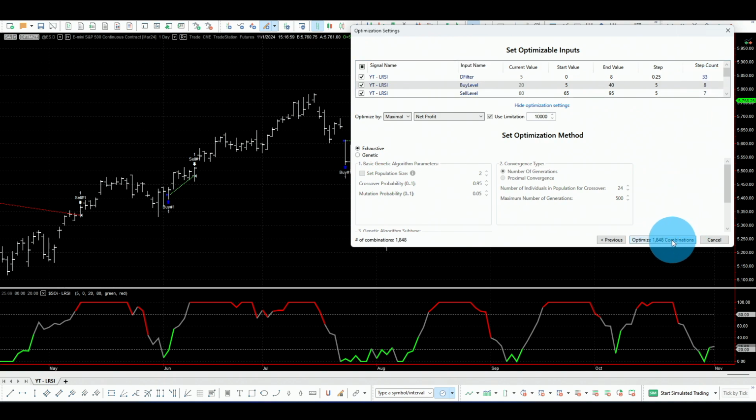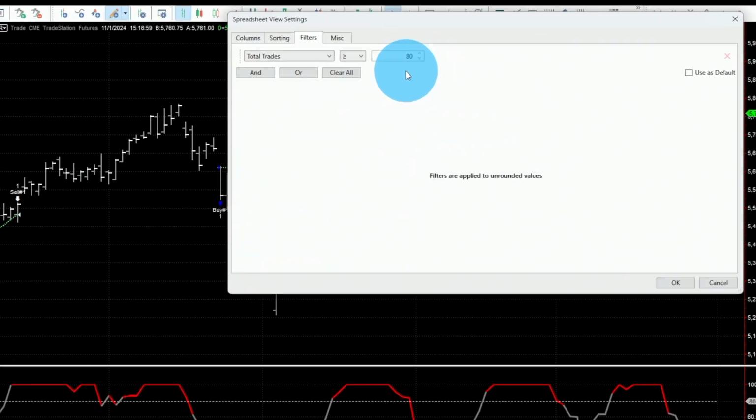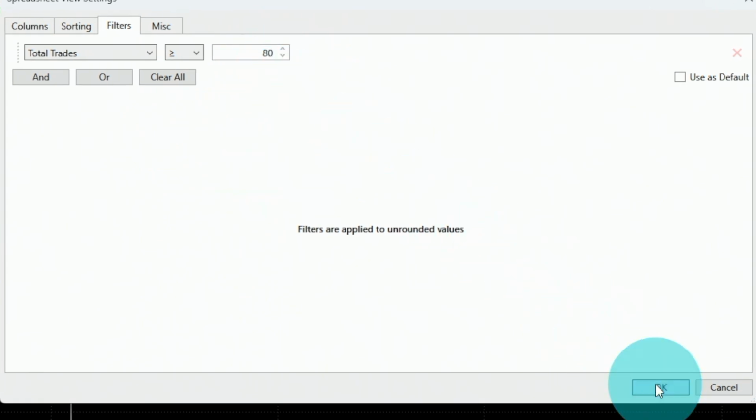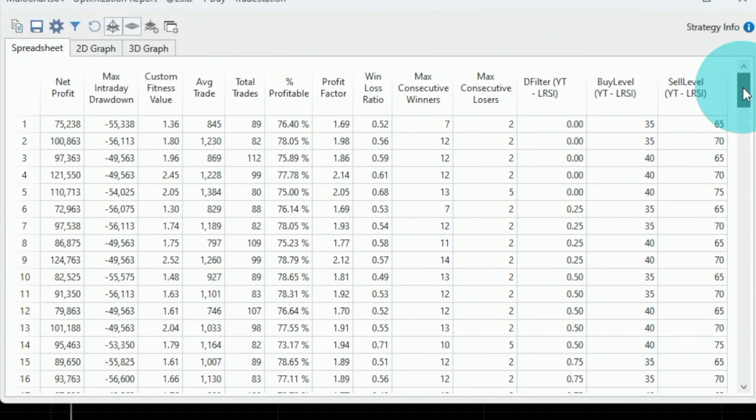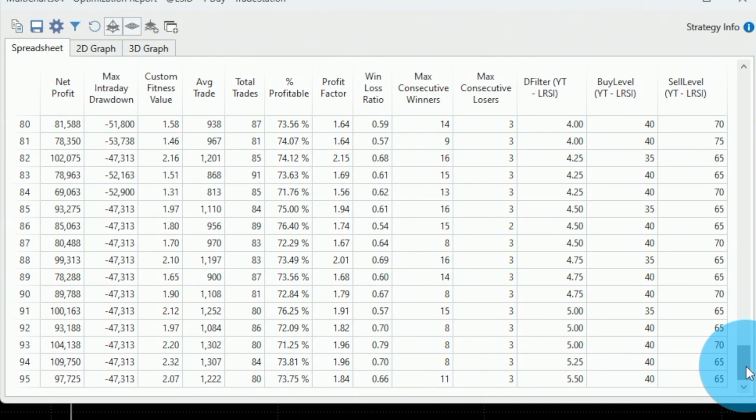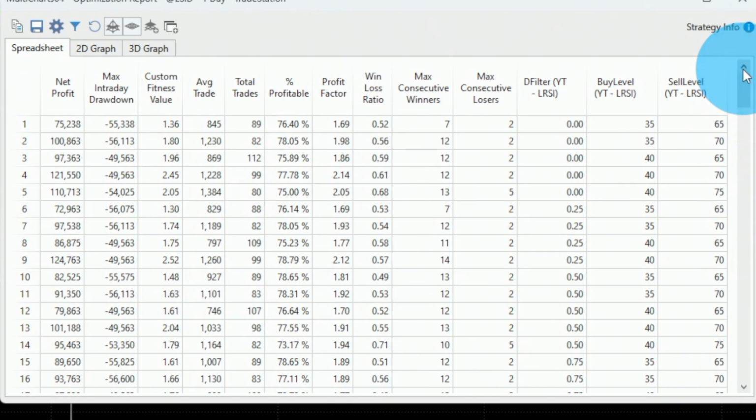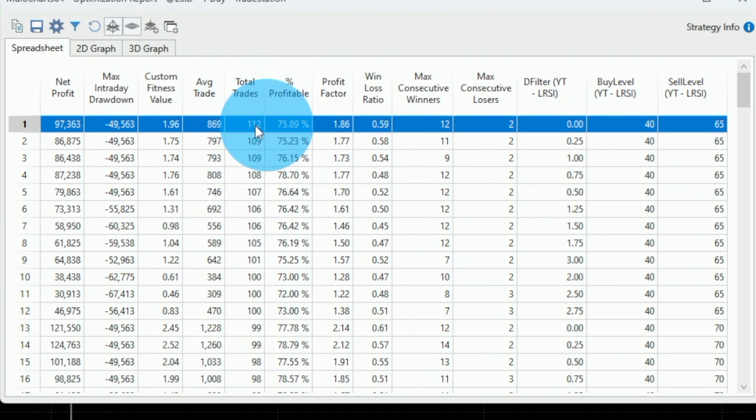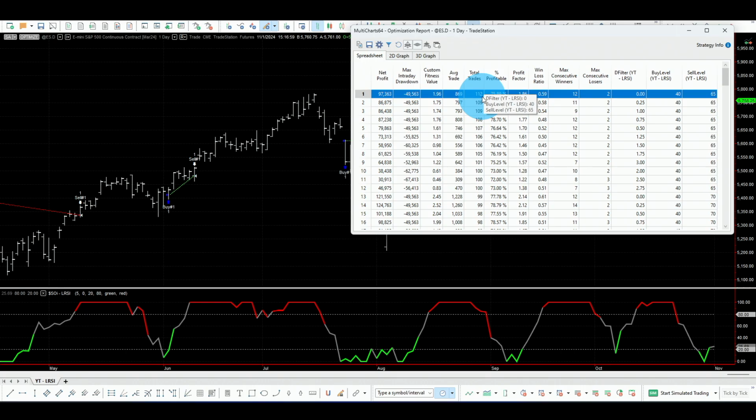So you see here we have about 1800 strategies. So if we filter the generated strategies with a minimum of 80 trades, we end up with 95 strategies. So out of 1800 variations, only 90 produce more than 80 trades. And even then, the maximum number of trades we get is 112, which is a very low number of trades.